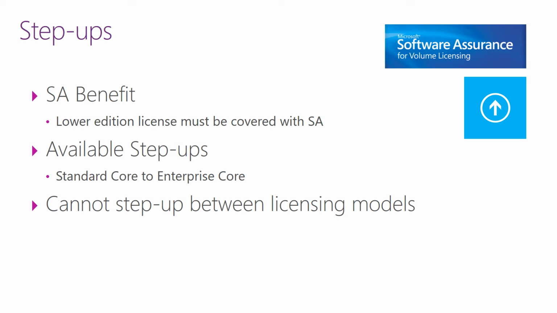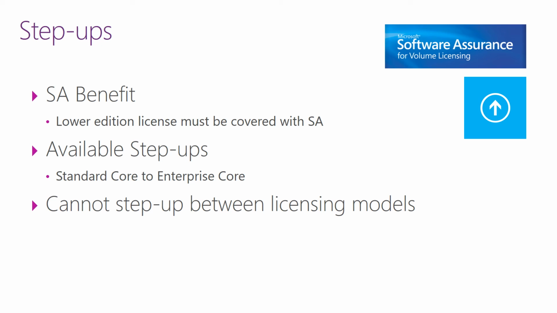I want to look at step-ups on this slide. A step-up is a Software Assurance benefit, and essentially what it allows you to do is to buy a particular edition of SQL Server and then step up to a higher edition. So let's take an example. Say we purchase SQL Server Standard licenses with Software Assurance. Well, as soon as you purchase those licenses and you apply them to the server, it's licensed. But what if I think, oh blimey, we really need some of the Enterprise features to enable what we're trying to do now. I really wish I'd bought the Enterprise Edition.